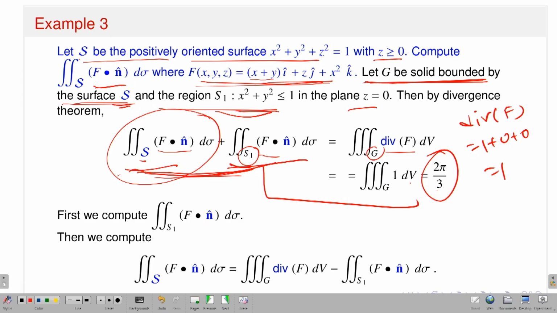So the only part remaining to get the answer to my question is to calculate this object, that means this surface integral over S1, the circular region in the plane z equal to 0, x square plus y square equal to 1. To compute what I want, which by Gauss theorem is this minus this, the only part remaining is to calculate this one. But this is also trivial.